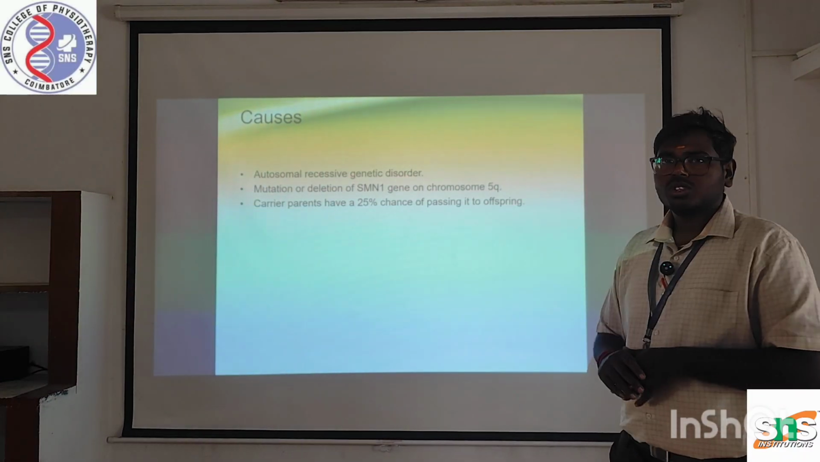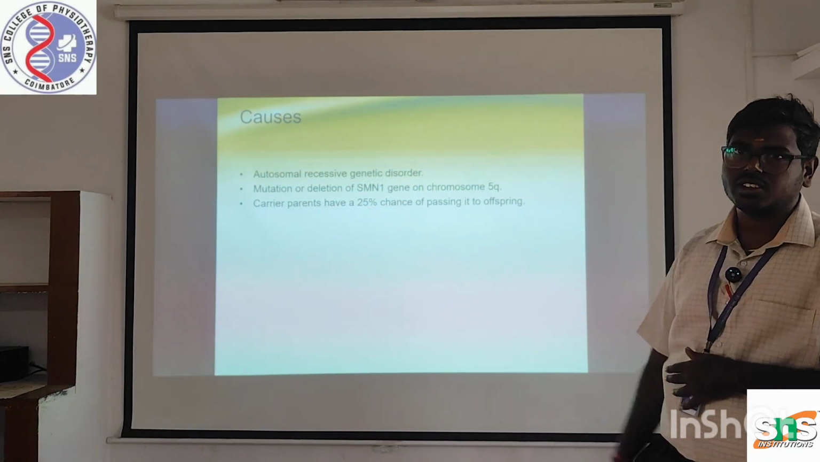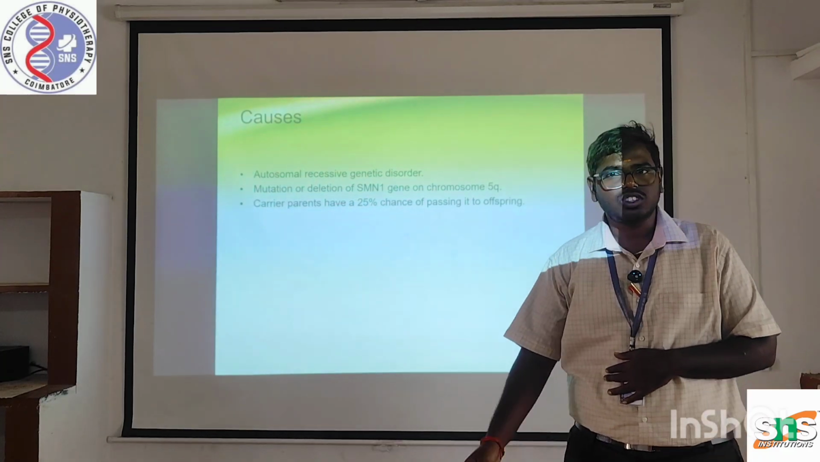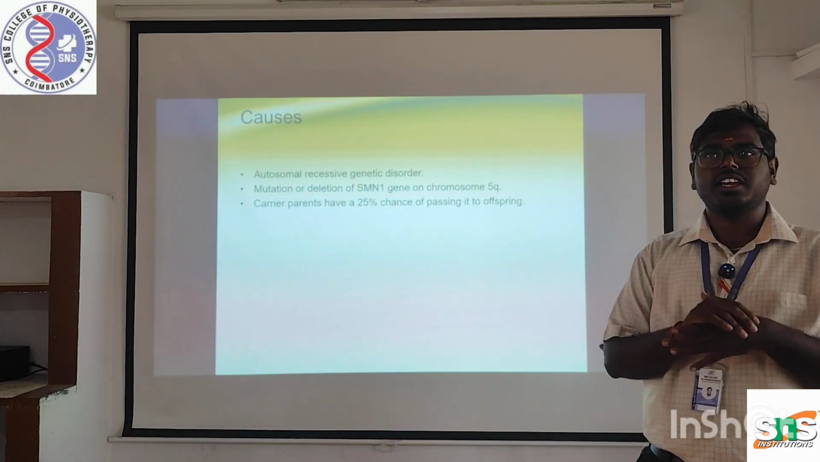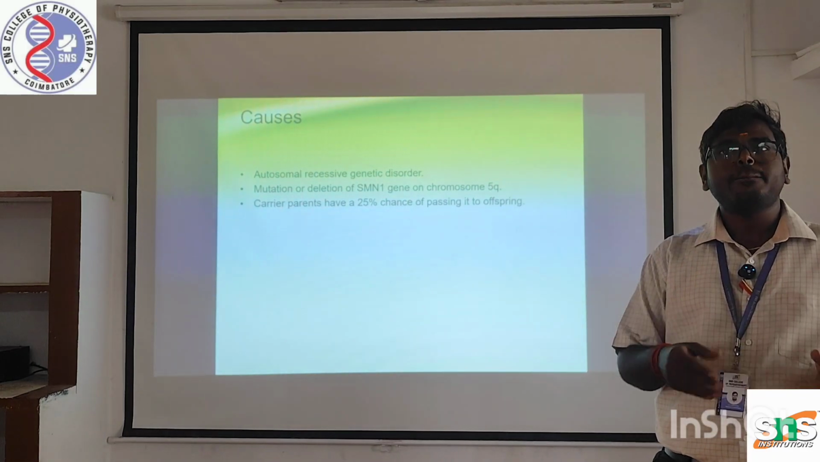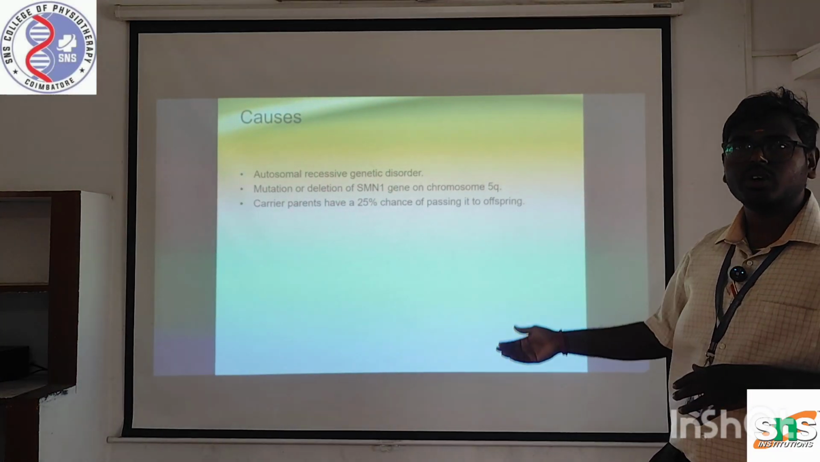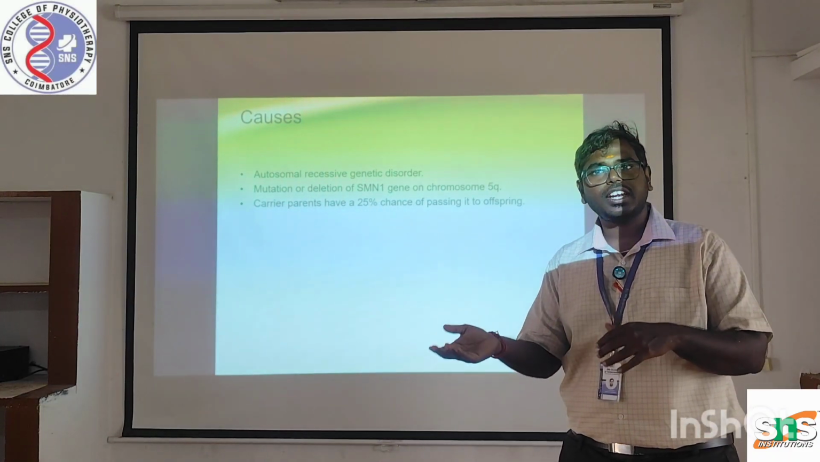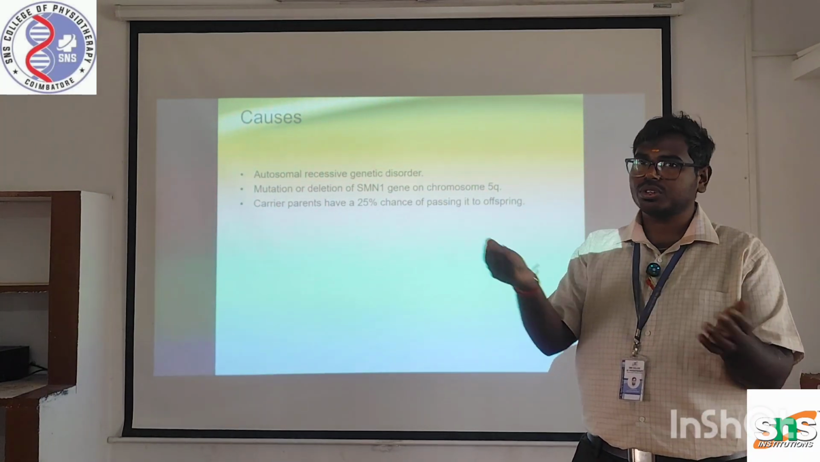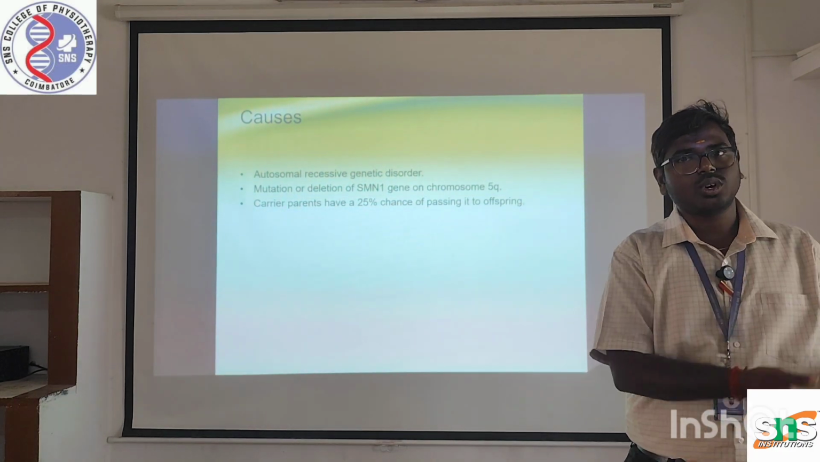Next, what causes spinal muscular atrophy? Generally it is caused by an autosomal recessive genetic disorder. It is one of the genetic factors which is inherited in a recessive manner. Secondly, it comprises mutation and deletion of the SMN1 gene. And finally, it is also a genetic factor that may be carried through the generations, from grandfather to father and then from father to son or daughter. Likewise, it is genetically carried over.